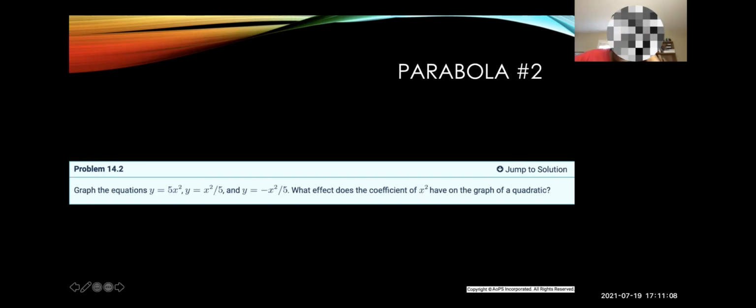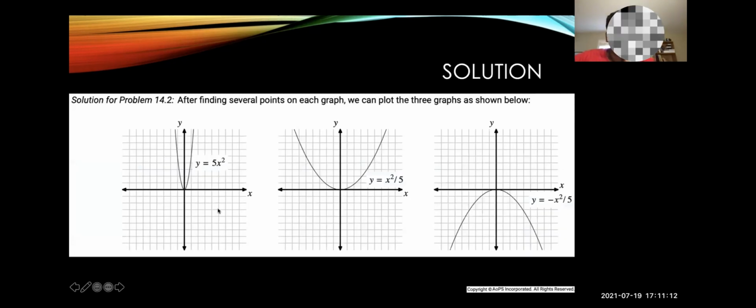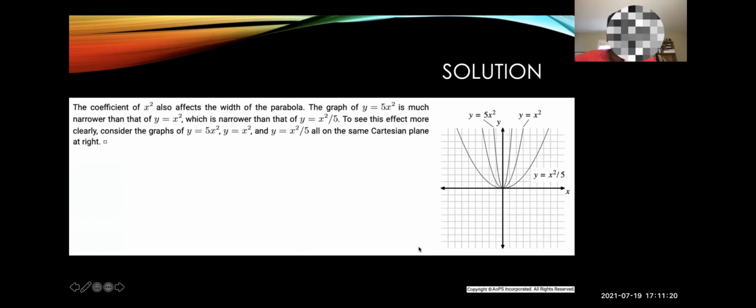Okay, I think that's enough time for this problem, so we're going to discuss this. These are what those three equations look like. 5x squared looks like this, x squared over 5 like that, negative x squared over 5 like that. And this is what they look like when you put them all on top of each other.